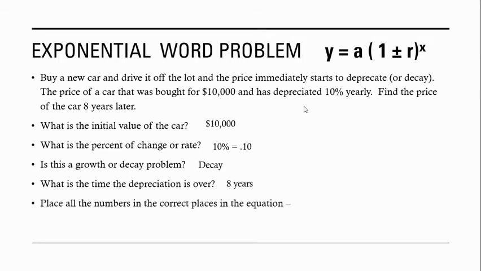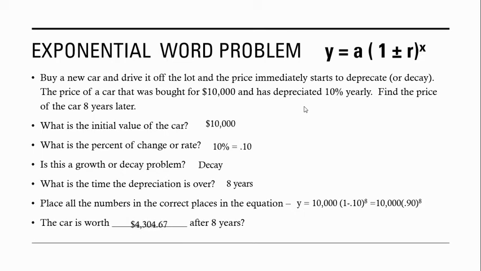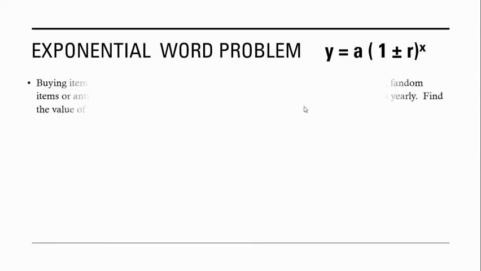8 years. Place all the numbers in the correct places in the equation, and this is what we get. y is equal to 10,000 times (1 minus 0.10) to the 8th power. In other words, 10,000 times the base 0.90 to the 8th power. Then the car is worth how much after 8 years? Go ahead and plug this into your calculator. That's right, it's worth $4,304.67.